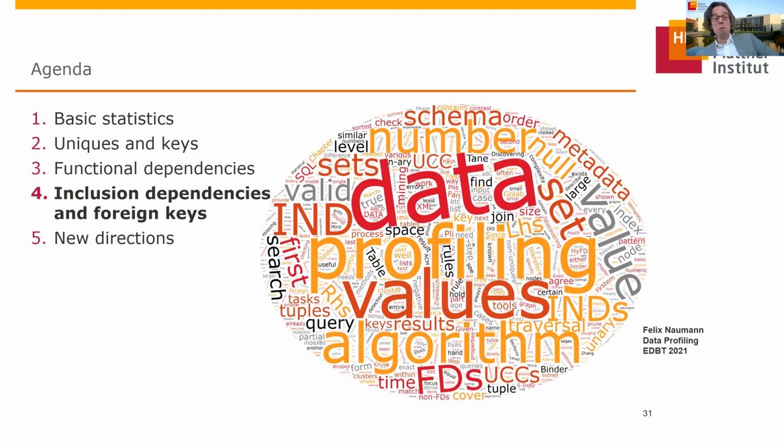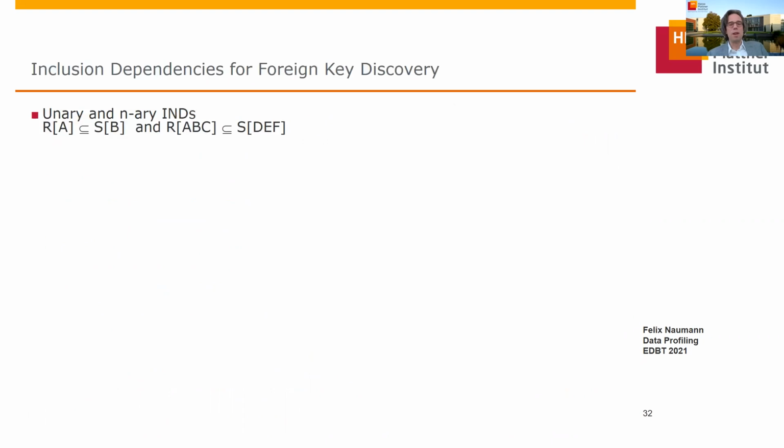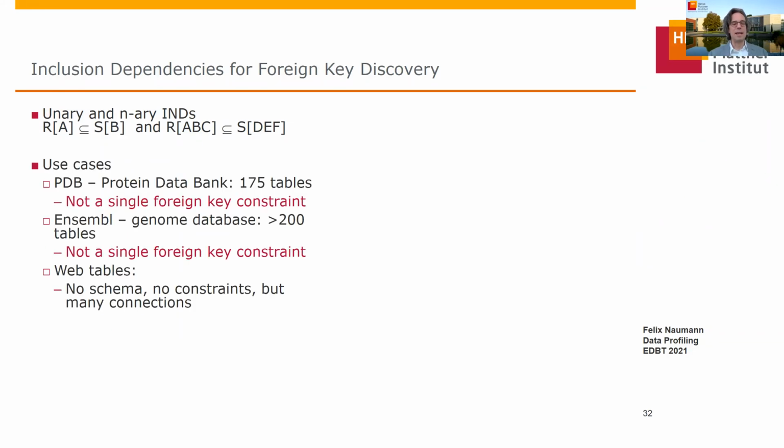Okay. Moving on, last kind of dependency that I wanted to have a look at: inclusion dependencies. So inclusion dependencies are prerequisites for a foreign key, of course, right? And we look at unary inclusion dependencies and n-ary inclusion dependencies. Unary, just one attribute is involved. N-ary, multiple attributes are involved. So why is this interesting? This goes back to the use case I showed at the very beginning, integrating data sets.